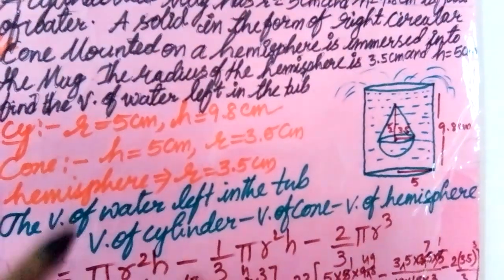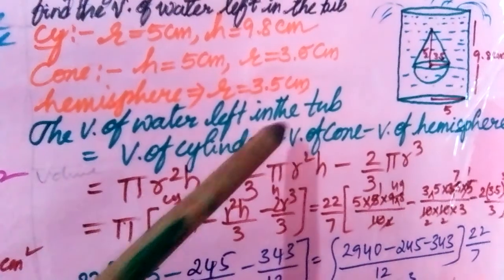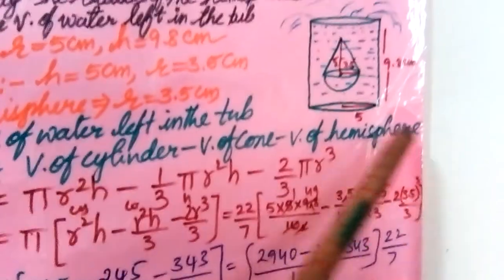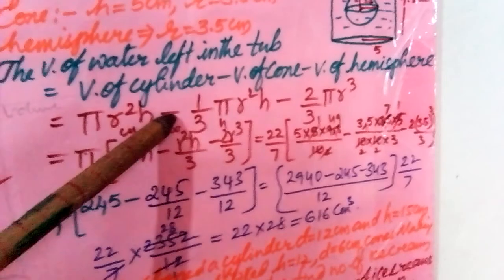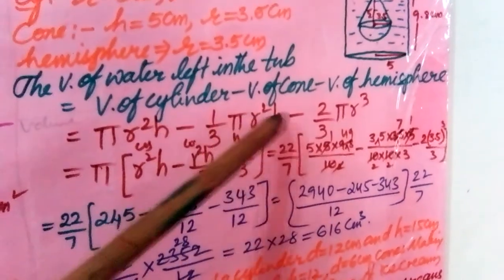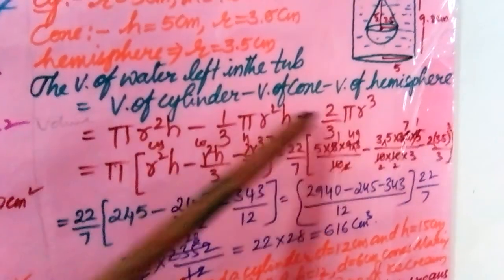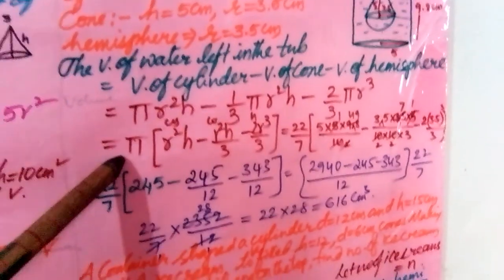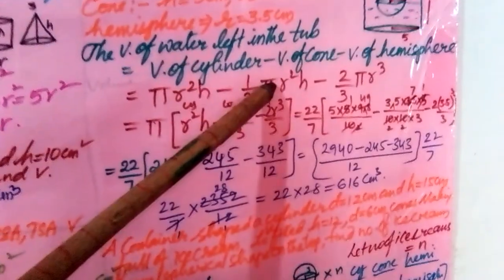Okay, next, the volume of water left in the tub is equal to the volume of cylinder minus the volume of cone minus the volume of hemisphere. So the volume of cylinder is pi r square h, minus the volume of cone, 1 by 3 pi r square h, and the volume of hemisphere is 2 by 3 pi r cube. Among these three formulas, you can find a common term, that is pi. You can't take radius as common because the radius of the cylinder is not equal to the radius of the hemisphere.